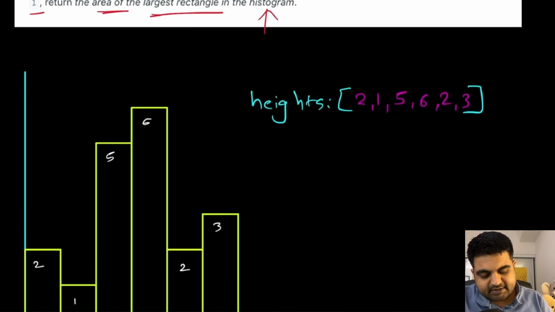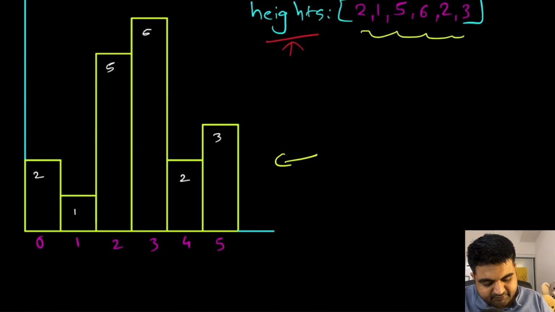And now let's try to understand this with an example. So for this, we can make a rectangle that looks like this. Now the area of this rectangle is going to be 2 because the width of this portion is 1 and the height of this portion is 2. So 2 times 1 is going to be 2.